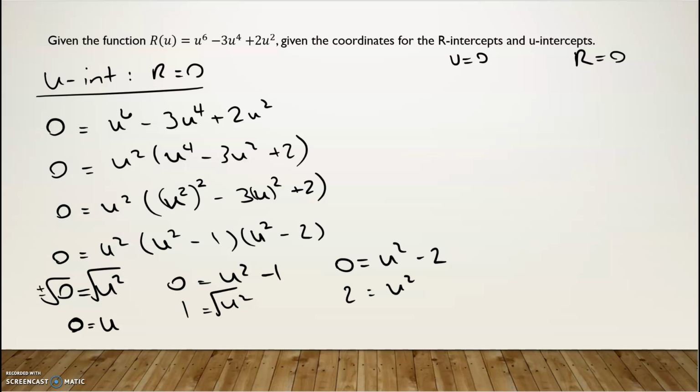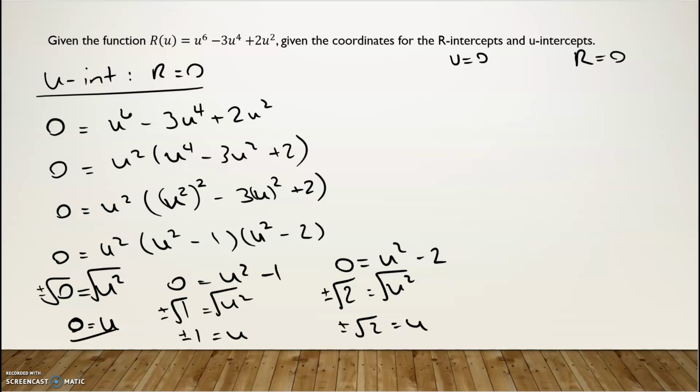And then square root. Put my plus or minus sign in front of that. Square root of 1 is just 1. Square root of 2 is square root of 2. Okay, so now I'm going to put each one of these in 2 coordinates.